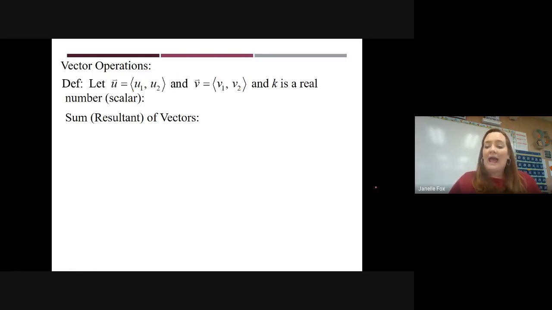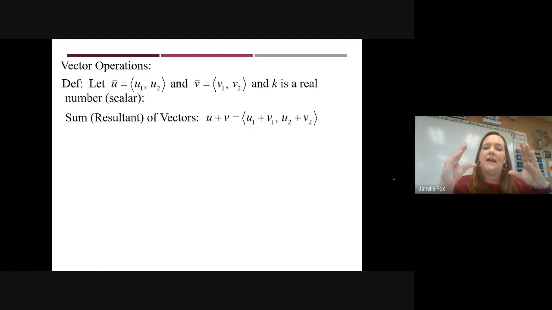If you want to add vectors, it's very simple. You just add their components. So if you take vector u plus vector v, you're just going to do pointy parentheses and add the two first components and then the two second components. So it's u1 plus v1, comma, u2 plus v2. So you're writing that cute little part in the box on your notes.